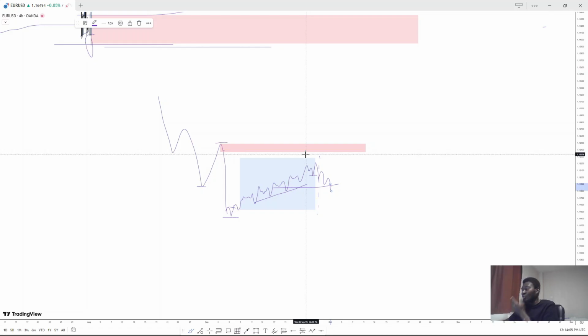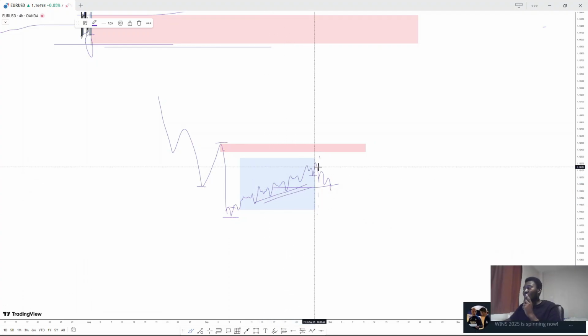Yes. So now you've been able to identify it. You've been able to read your narrative. And now you've been able to identify your range with your perfect POIs. You've been able to read the details of the Asian session. You've been able to identify the traps. Now, where is the trap? The trap is this trend line.